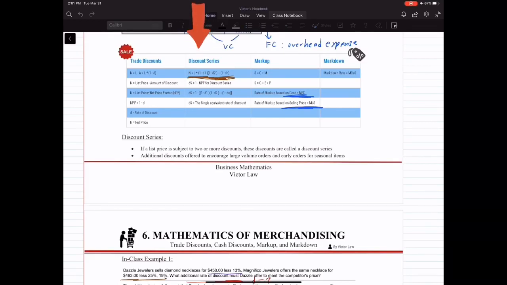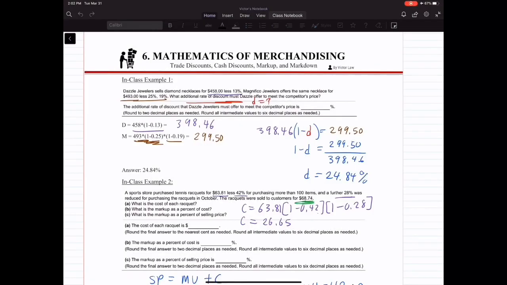What that means is that the formula is N equals L times (1 minus D1) times (1 minus D2), and then continues to (1 minus Dn). In our example, we have two discount rates, so we have D1 and D2. So we have N equals L times (1 minus D1) times (1 minus D2). If we have 3 discount rates, then we just multiply by (1 minus D3). If we have 4, then we multiply again by (1 minus D4), and so on. So that's the discount series.